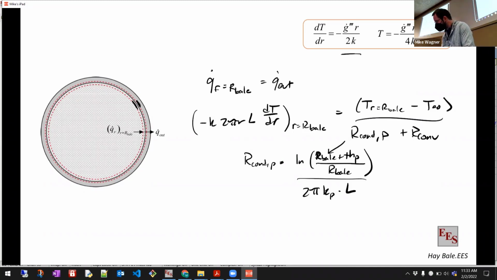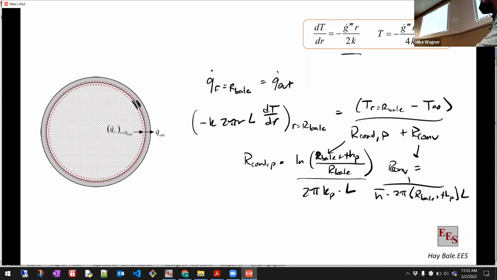Okay, so then the convection resistance, that's going to be our convection. That's just 1 over h bar times the area. What's the area? Well, it's 2 pi times R bale plus the thickness of the plastic times L. Sorry, these are separate equations. Okay, so we have those two resistances and we can plug that in.